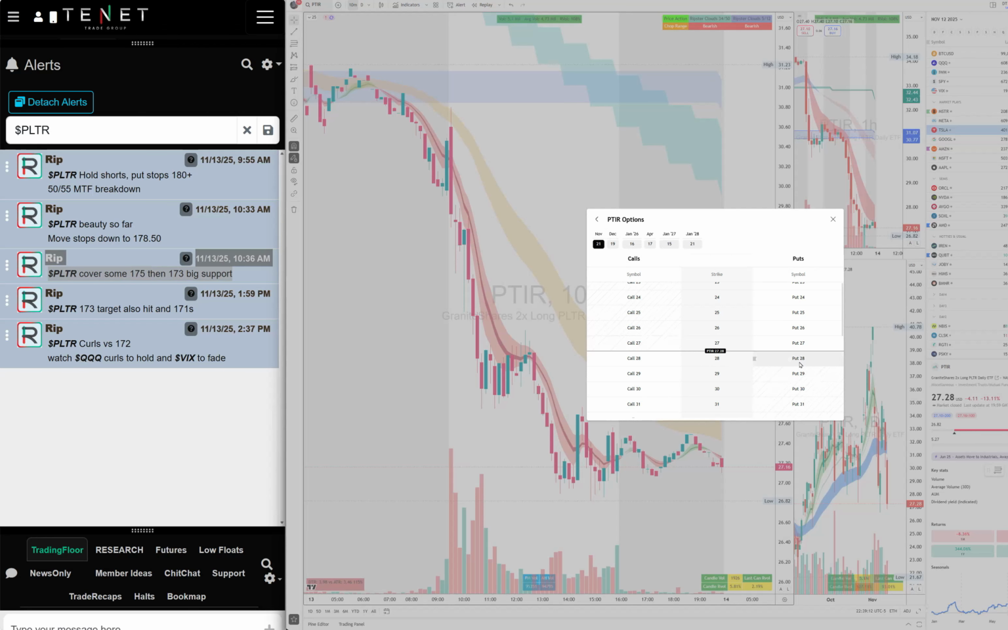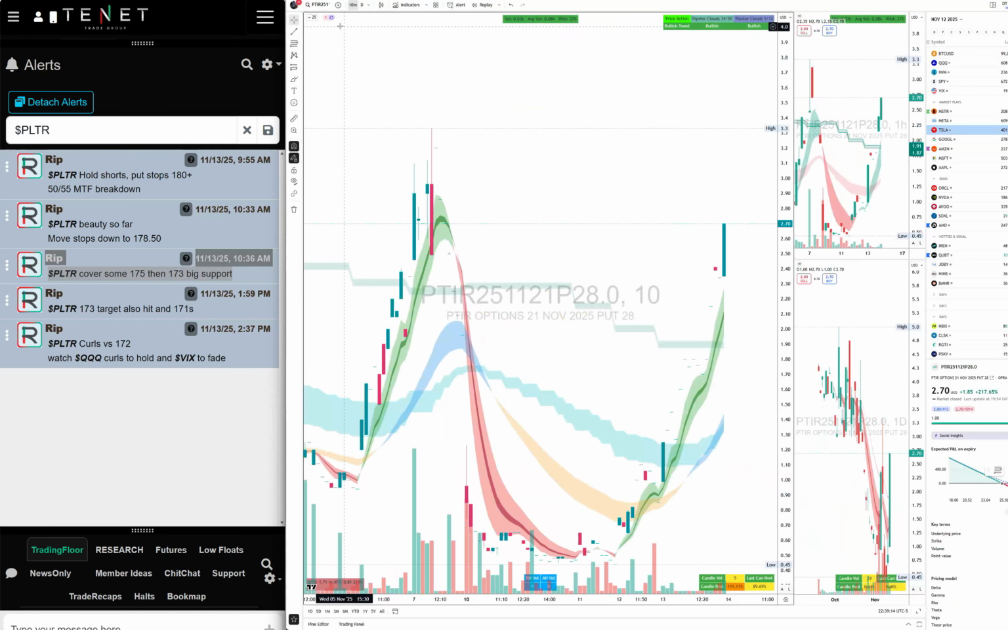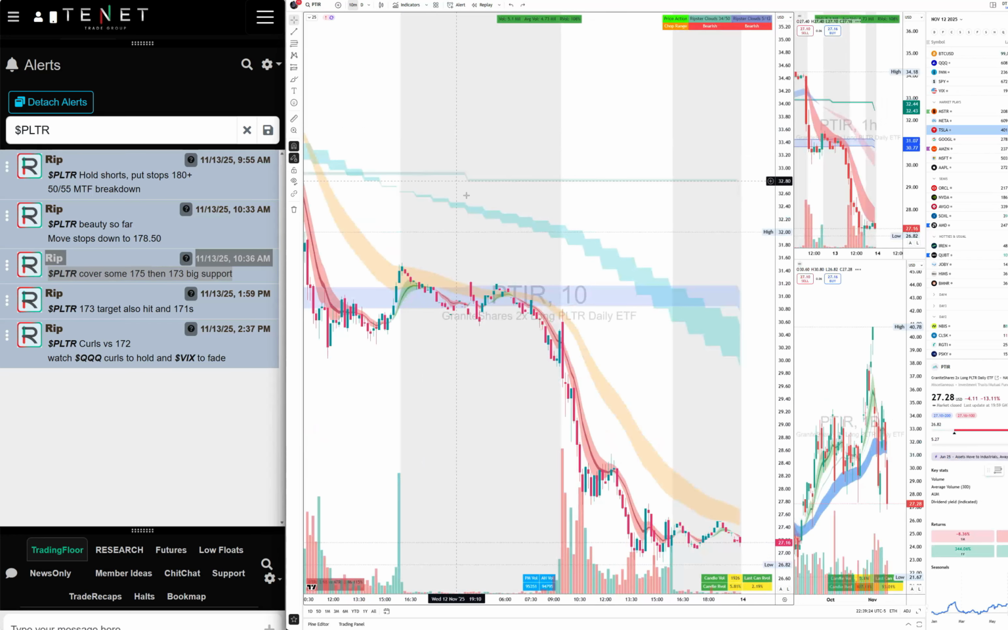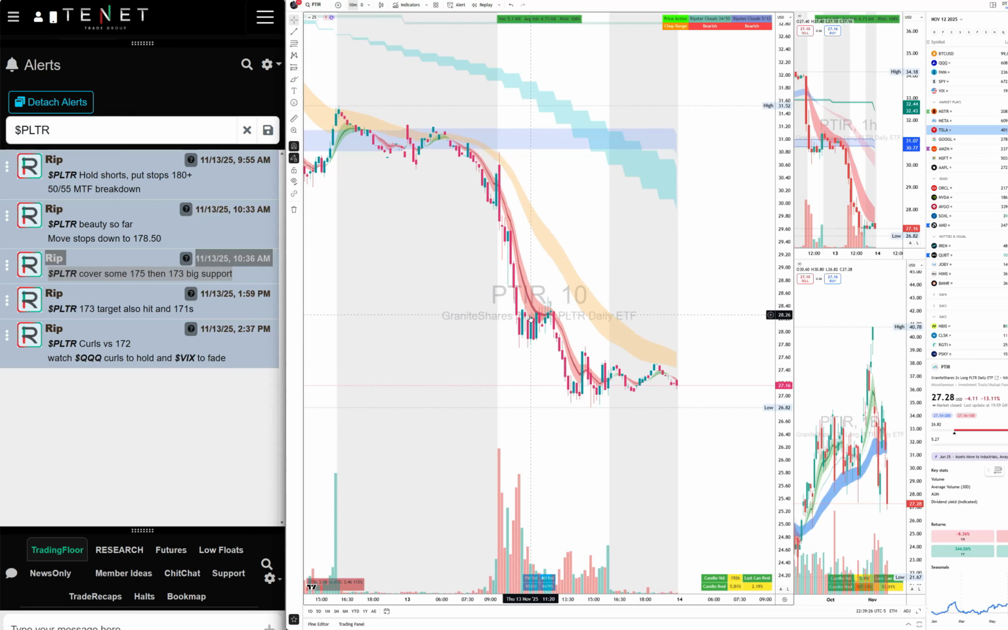If you look at the 28 puts, not that liquid, but they did move up. Let's take a look here. Yeah, they're not that liquid. I would just trade the PLTR puts, much better, but you could short the shares on the leverage ETFs and make money that way.